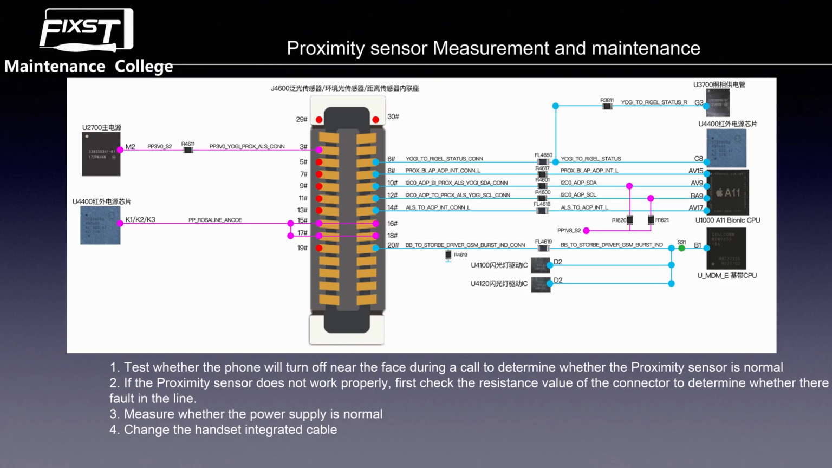If the proximity sensor cannot work normally, first we need to test the connector resistance, checking whether some line is failed. Number 3 is to test whether the power is normal or not. And number 4, we need to change the handset integrated cable, the receiver integrated cable.